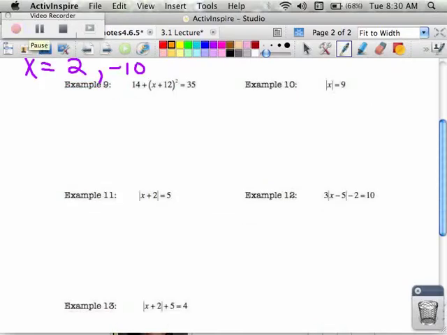A few more examples. In number 9, there's a 14 that we need to get rid of. So since it's being added to the parentheses stuff, we're going to get rid of it by subtracting. So I subtract 14 from both sides. If I do that on the left side, I'll have x plus 12, the quantity being squared. And on the right side, 35 minus 14 is 21.